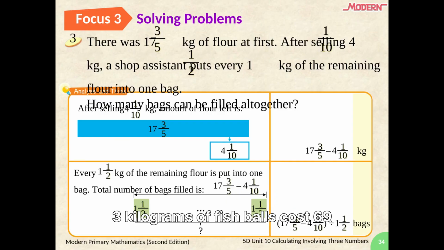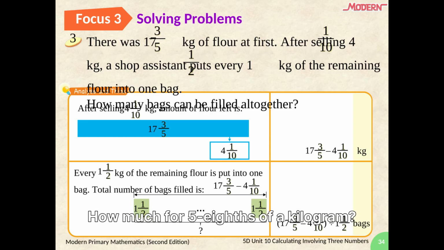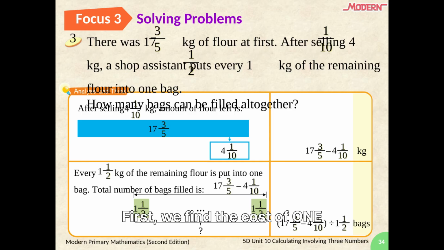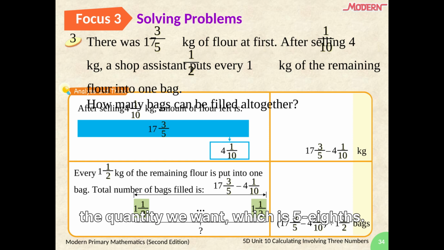Let's look at page 37. 3 kilograms of fish balls cost 69 and 3/5 dollars. How much for 5/8 of a kilogram? The thinking way here is the unitary method. First, we find the cost of 1 kilogram. We do this by dividing the total cost by the total weight. 69 and 3/5 divided by 3 gives us 23 and 1/5 dollars per kilo. Now that we have the price for 1 unit, we can find the price for any amount. We just multiply our unit price by the quantity we want, which is 5/8.